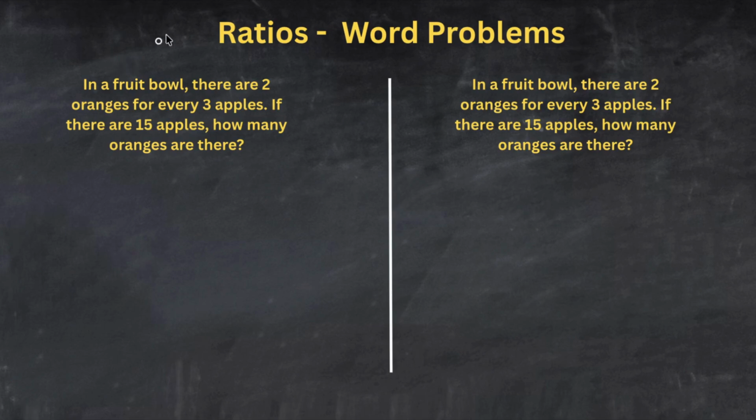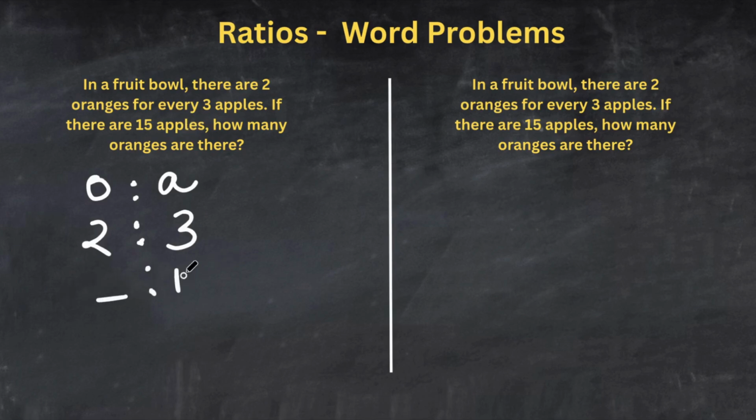Okay, so as you see, we have a new problem looking like the same, right? Now there are 2 oranges for every 3 apples. So the ratio of oranges to apples is 2:3, right? We use the same process. And now it is saying there are 15 apples and we don't know the oranges, right?